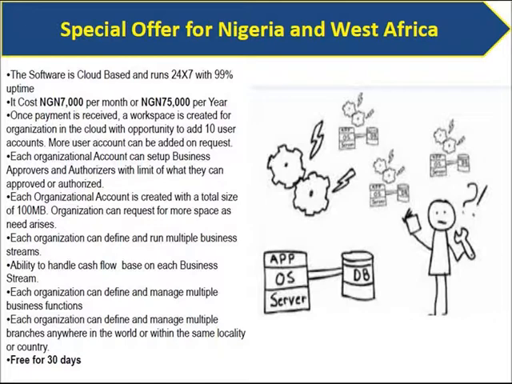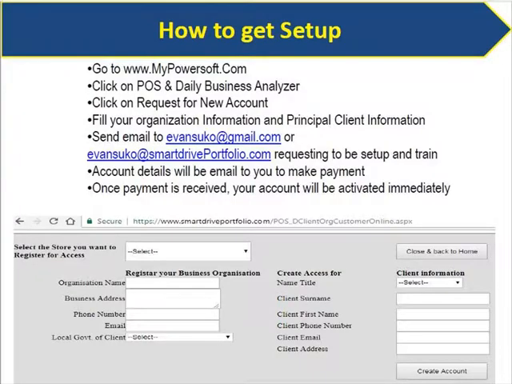Each organization can define and run multiple business streams, with the ability to handle cash flow based on each business stream. Each organization can define and manage multiple business functions. Each organization can define and manage multiple branches anywhere in the world or within the same locality or country. Free for 30 days. Take action now.